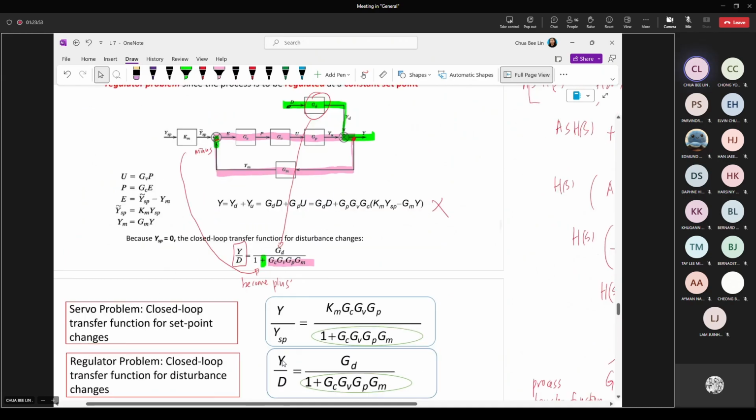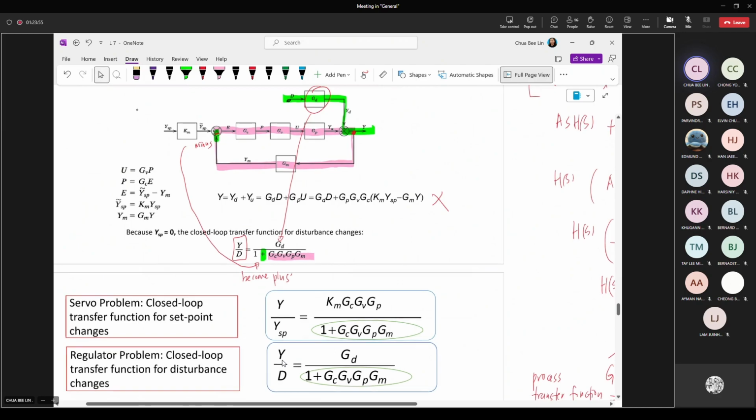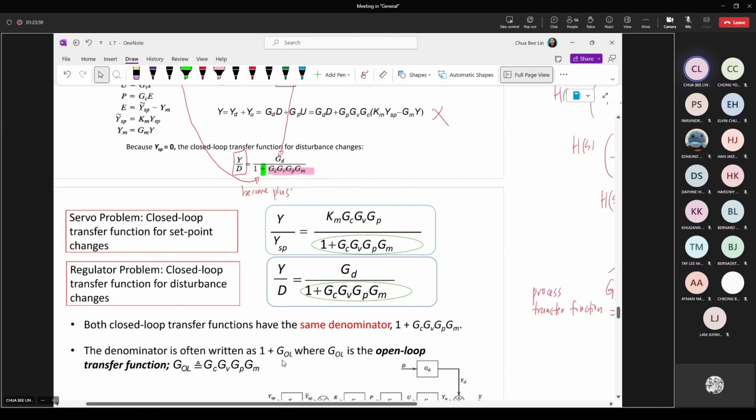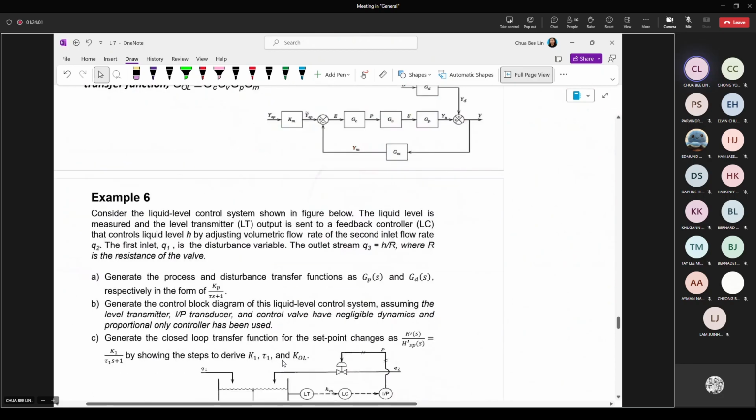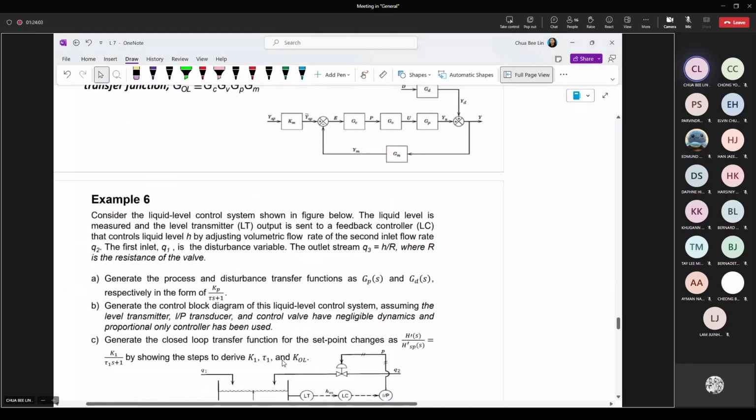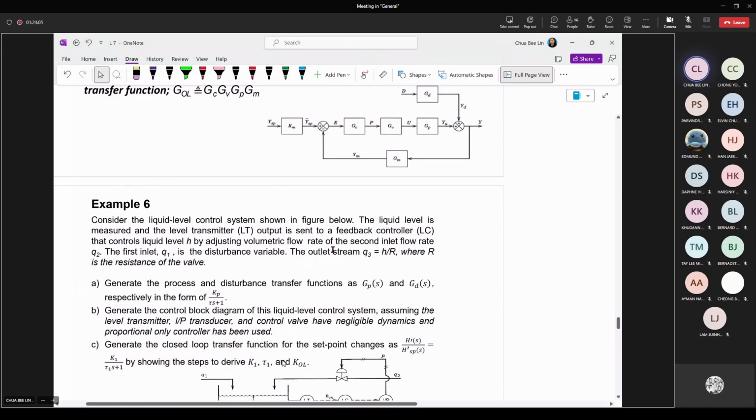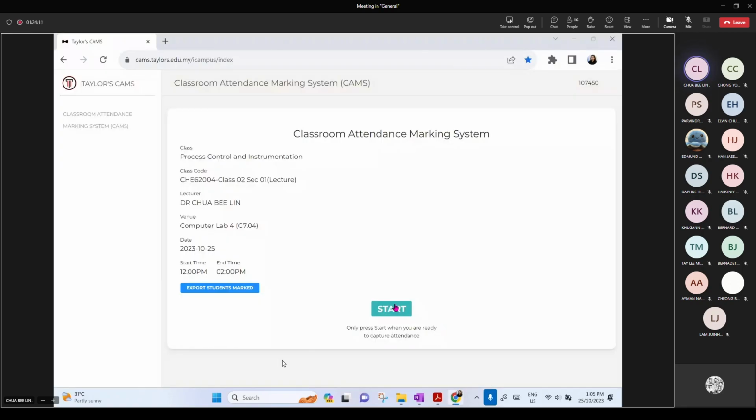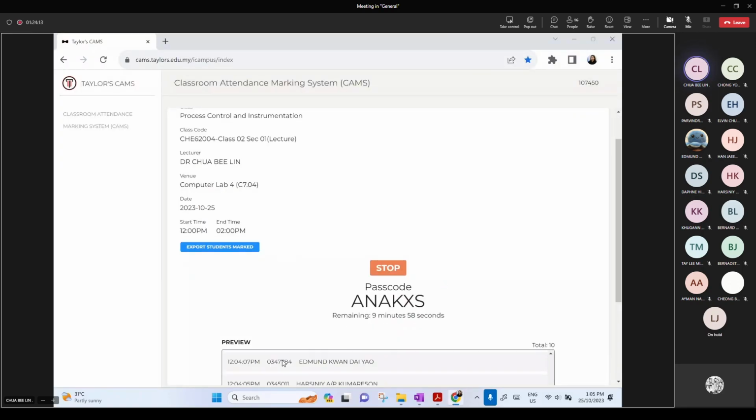Okay, so we have derived two equations, one for the set point change, one for the disturbance change. We will have an example scenario question, which is the last part of today, example 6, after the break. The ones who haven't marked your attendance, please mark your attendance now. Then we go for a 5 minutes break.